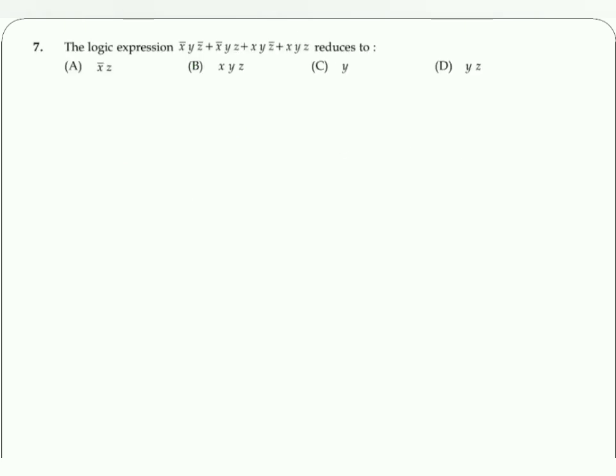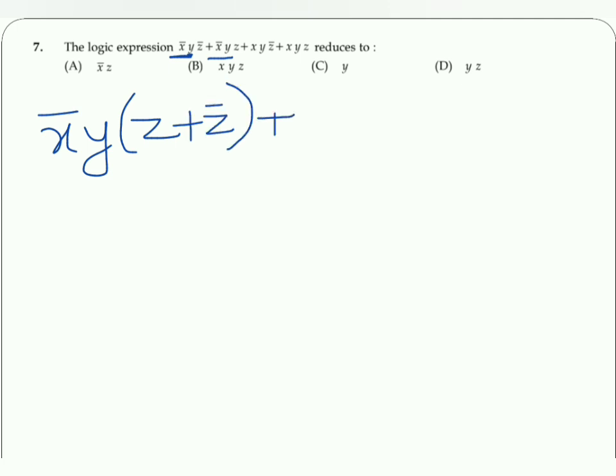Next one. The logical expression x bar y z bar plus x bar y z plus x y z bar plus x y z reduces to dash. So here in the given expression, we have to simplify this expression to a given option. From the given value, x dash y is common. So we will take this common. So x dash y into (z plus z dash) plus, here xy is common, right? So xy into (z plus z dash).